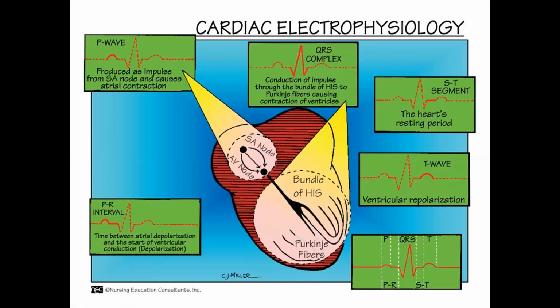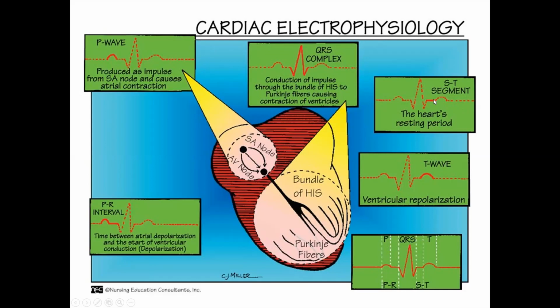Okay, so here we have the P wave. The P wave corresponds with atrial contraction, from when the impulse goes from the SA node to the AV node. The QRS complex is conduction of the impulse to the bundle of His and the Purkinje fibers, which causes ventricular contraction. The ST segment is the heart's resting period, and it should be isoelectric.